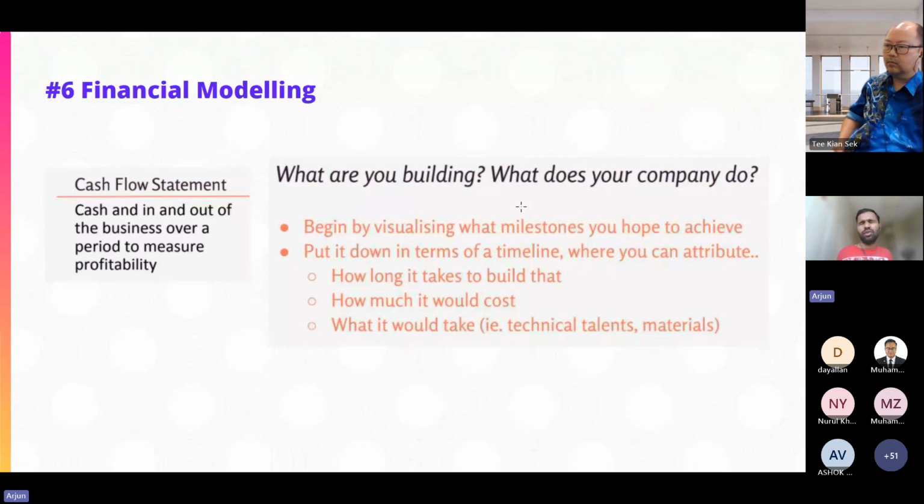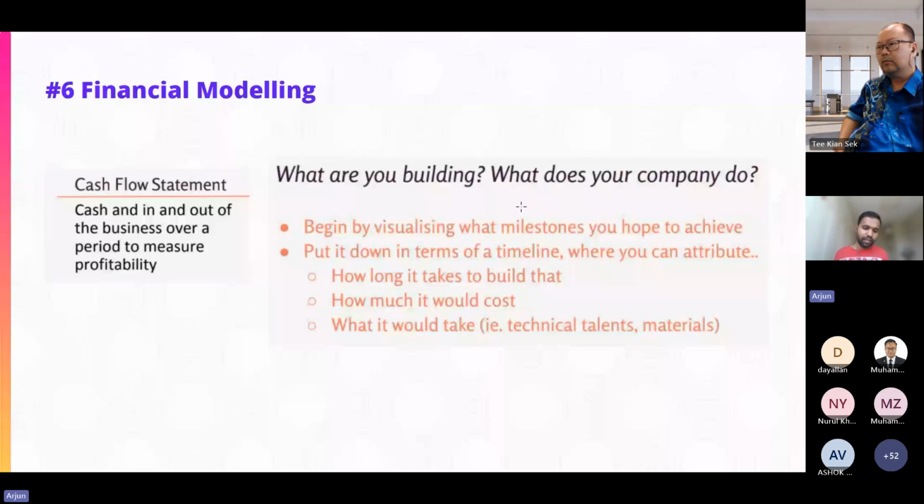Complex in the sense that you need to think about a lot of different assumptions, and this is where the business model canvas helps. If you have done the business model canvas, it would help you to clearly understand how much money you are going to spend for different activities. What are your key activities? What are your key resources? What are your key partners? What is your cost structure? If you have done this, you will be able to create a financial model for your company. You will be able to create a cash flow statement for your company.